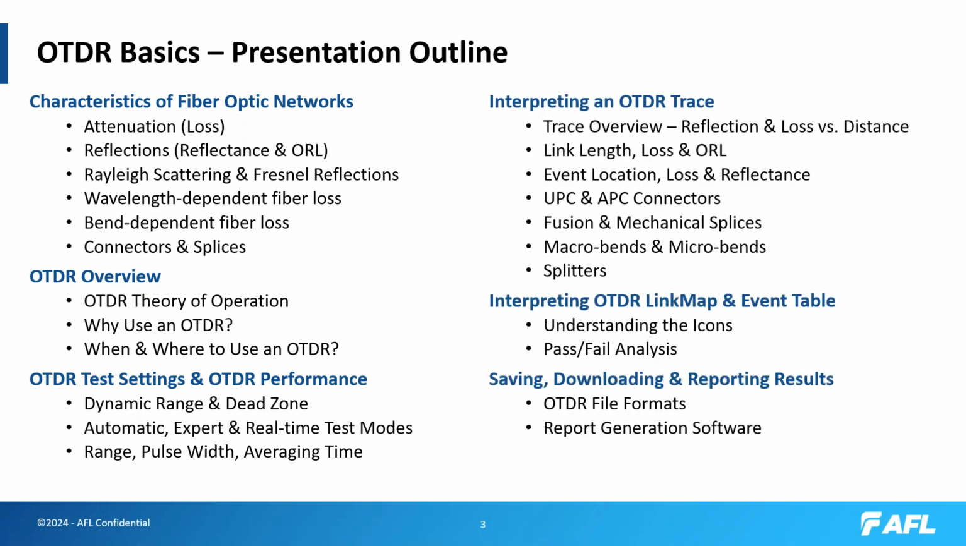We'll continue with interpreting an OTDR trace. So look at the trace. How do you measure link length, loss, and ORL? How do you locate and measure events? What's different about a trace when you have PC connectors versus angle polish connectors? What do fusion and mechanical splices look like? How do macrobends and microbends show up? And what about splitters? Then we'll jump into interpreting the OTDR LinkMap and its event table, and then wrap up with saving, downloading, and reporting results.